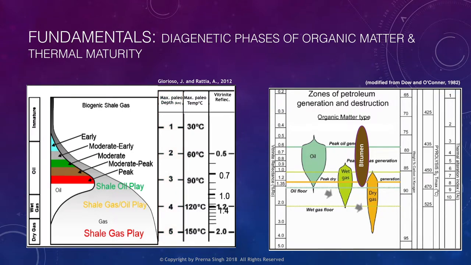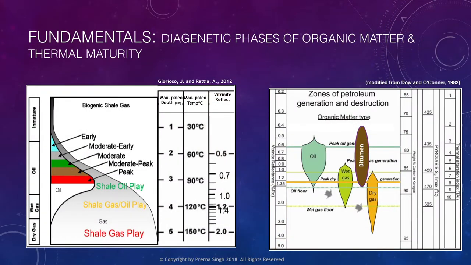What is vitrinite reflectance? Let me define vitrinite first. So vitrinite is a maceral which is found in kerogen, and its reflectance under an optical microscope is studied to determine the degree of maturity of organic matter. The reflectance generally increases with increasing maturity.